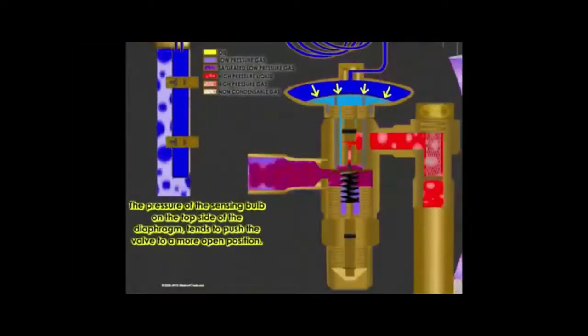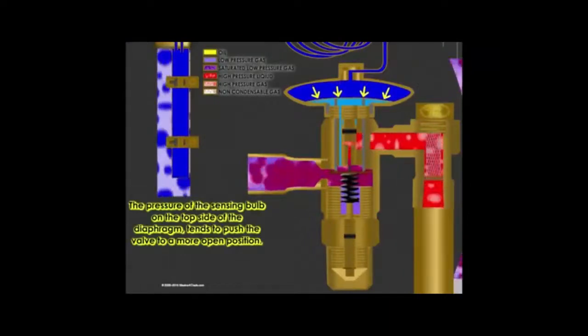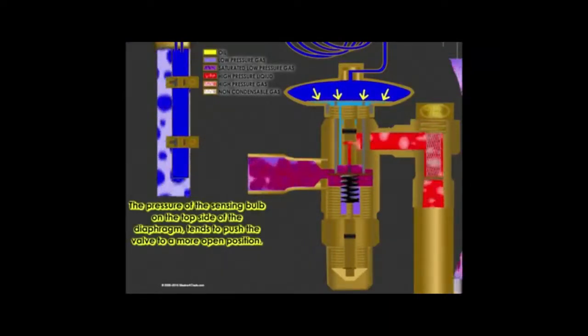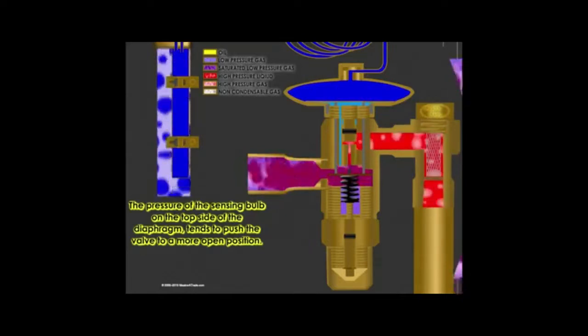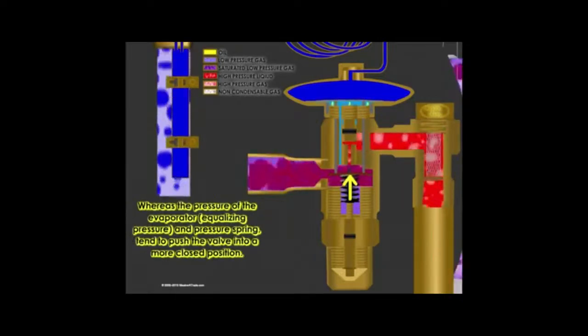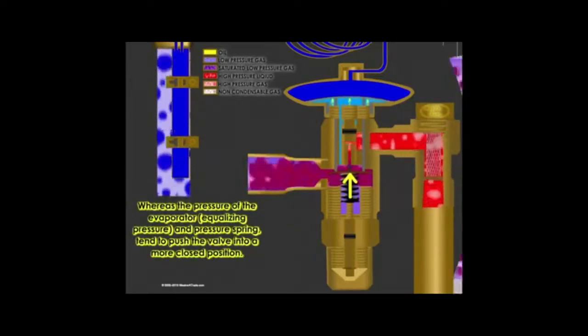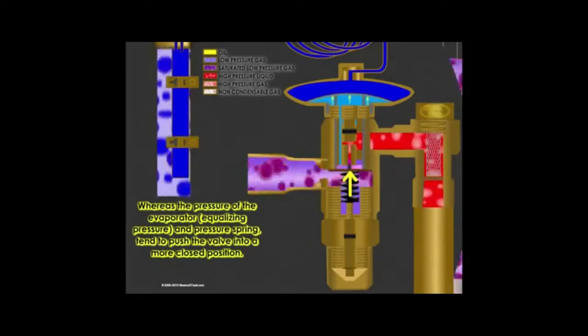If the evaporator has a large amount of liquid refrigerant in it, then at the end of the evaporator it will be saturated vapor. The amount of heat in that saturated vapor will be less, so less heat will be transferred into the bulb.